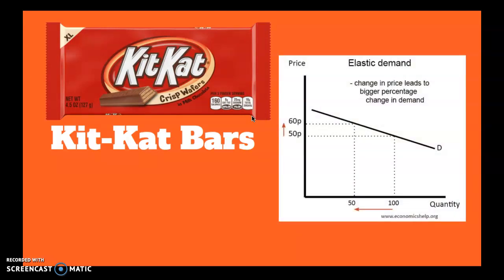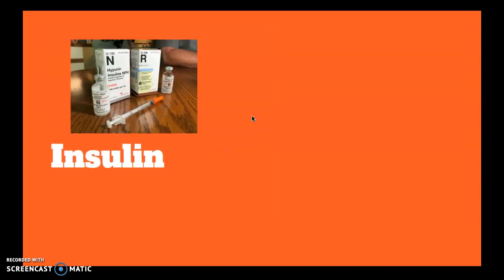So a change in price leads to a bigger percentage change in demand. If Kit Kat decreases their price, their quantity demanded will increase more, and therefore they'll make more money. But let's take a product like insulin.